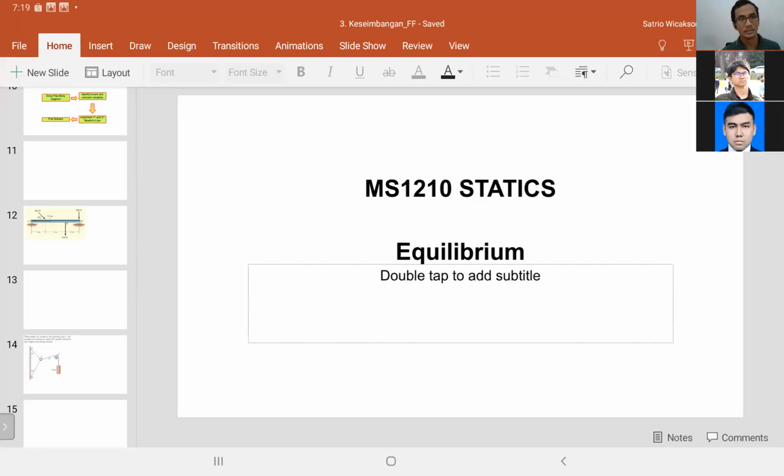Okay. Regarding this topic, equilibrium and free body diagram, does anyone here want to ask a question before I continue with our discussion? Please, if you have any question, because this is the basics of statics.